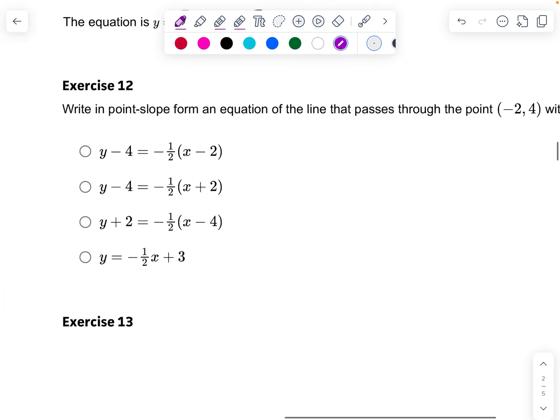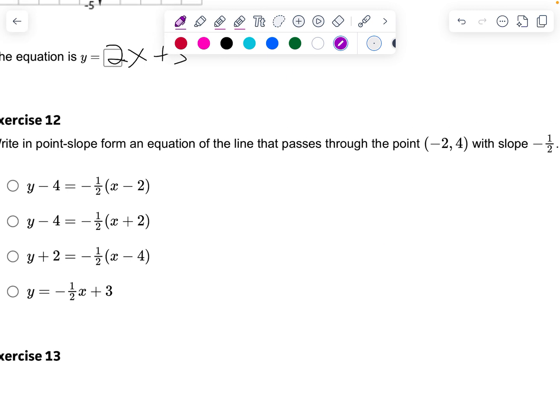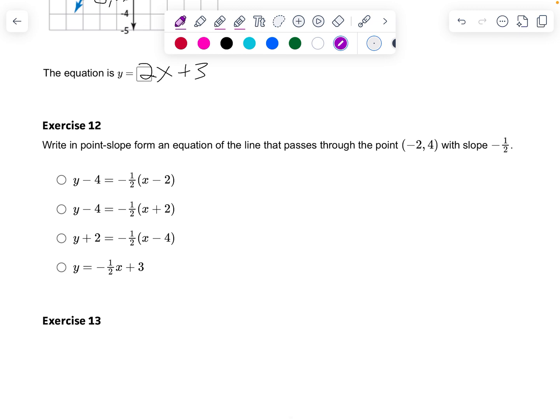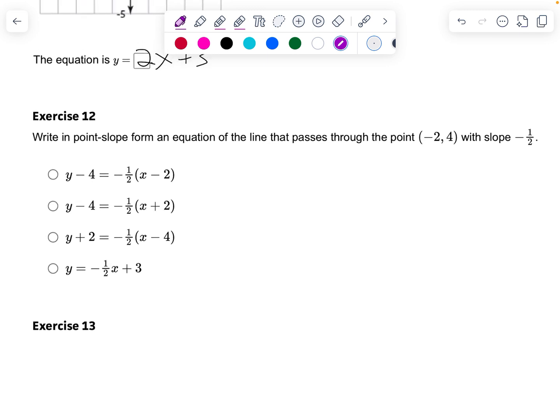Number 12, write in point slope form an equation of a line that passes through this point. So you've got to see which one has a slope of negative 1/2 and goes through that point. Well, look, they're not asking you to move stuff around and solve everything. They're just asking you which one has the point negative 2, 4. The big thing right here is you want to look at the point, because the x value is negative 2 and the y value is 4, right? Well, I think they put them in the wrong spot and they probably didn't do it right.